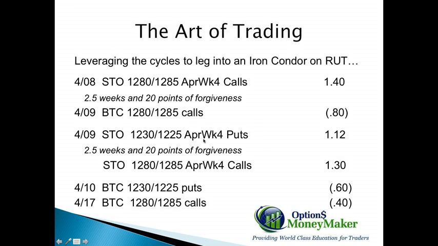At this point in time, we have both the put spread and the call spread in play, a $2.42 total credit, $2.42 on risk of only 5 points. Now I want to emphasize this here.